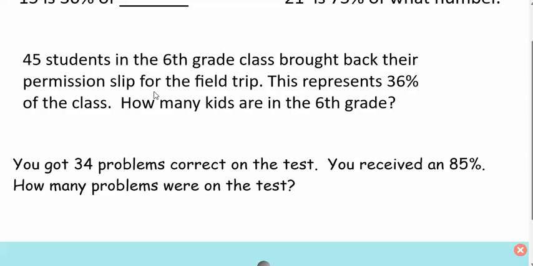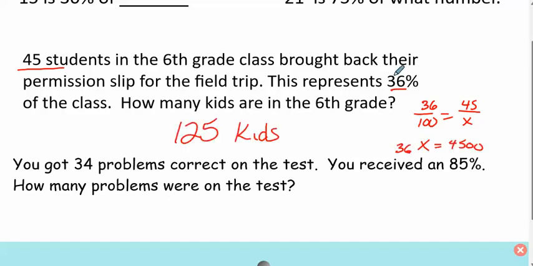All right, so let's set up my proportion. 36%, that's 36 out of 100 equals is over of. 45 is my part. That is how many kids brought back their permission slip, but not out of the whole. I do not know the whole. So go ahead and solve that for me. How many kids are in the 6th grade? All right, that should be 125 kids.